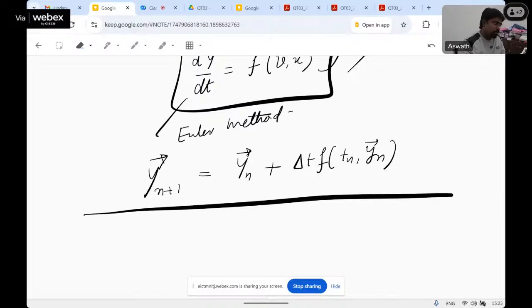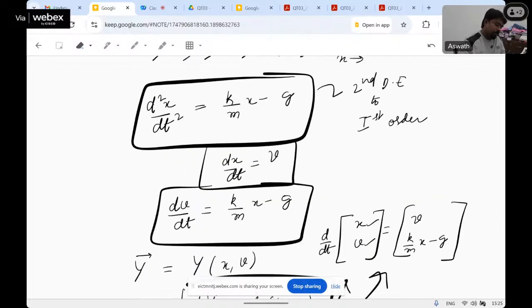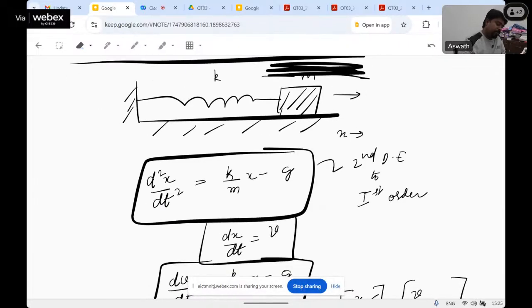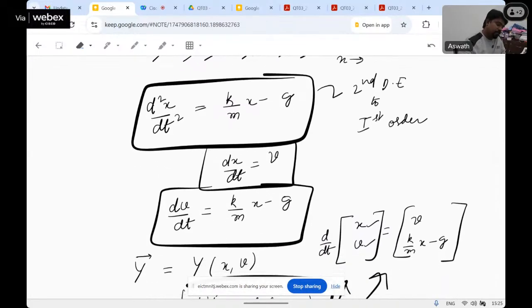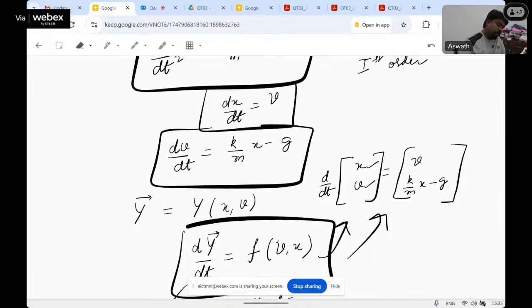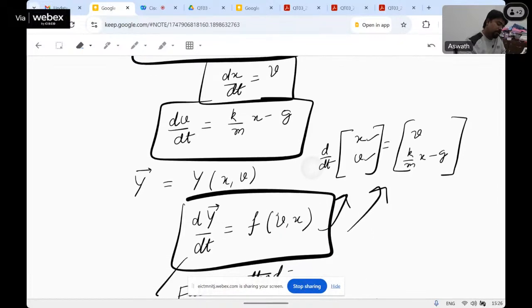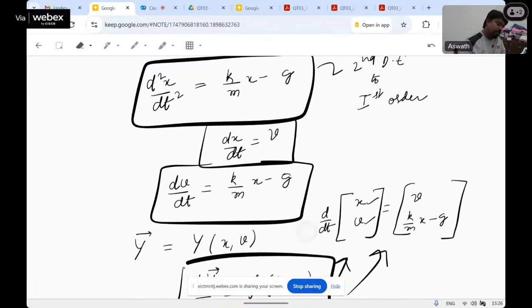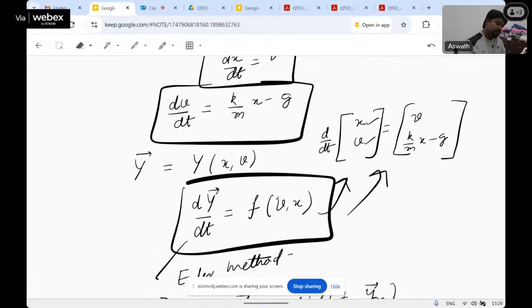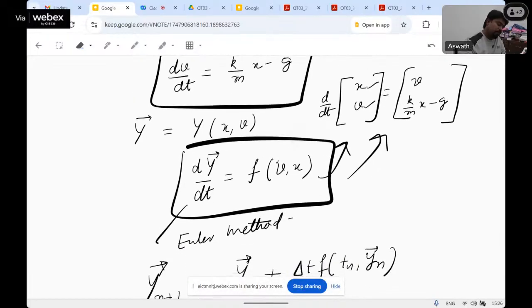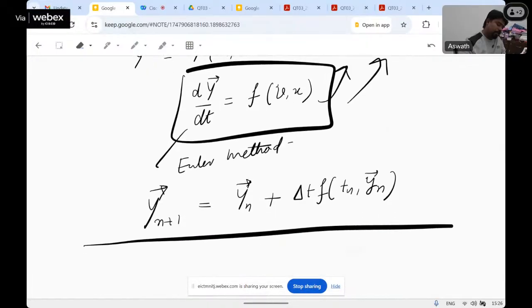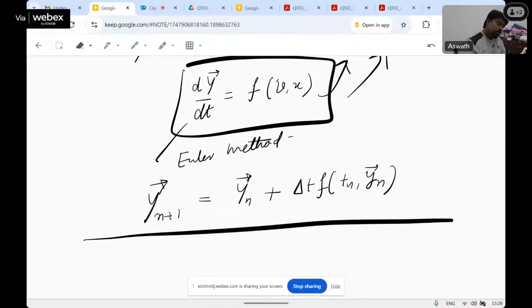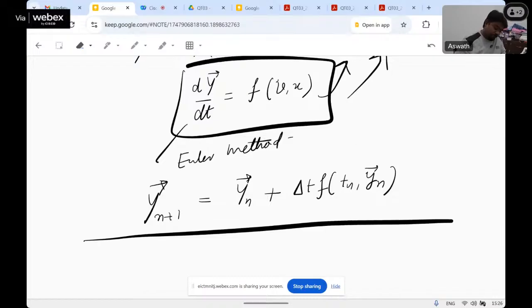Okay, what I was talking about is this one. I have a spring mass system, which gave a second order differential equation. I introduced a new variable v. After that, I simplified the second order differential equation into two first order differential equations and defined a new vector y having x and v. So then I got a differential equation in the form of vectors.